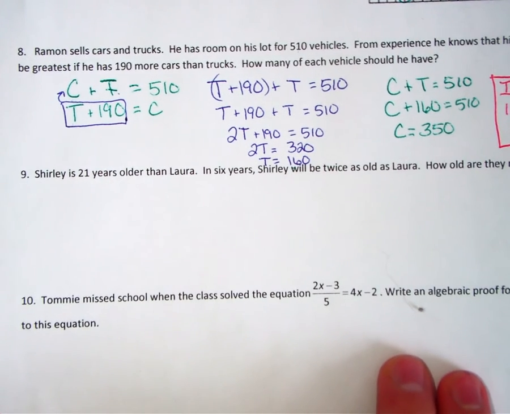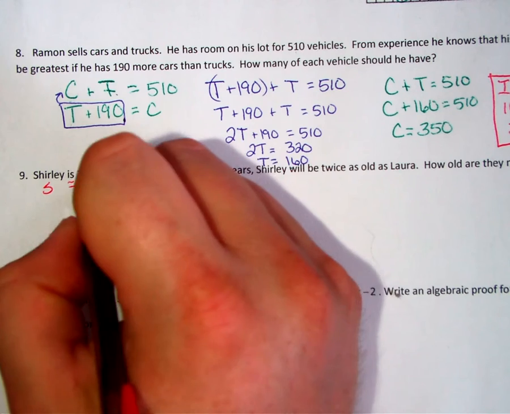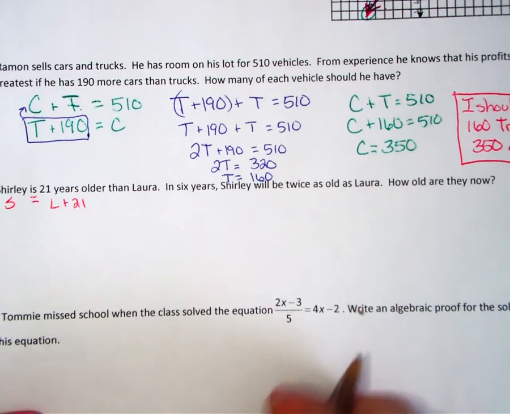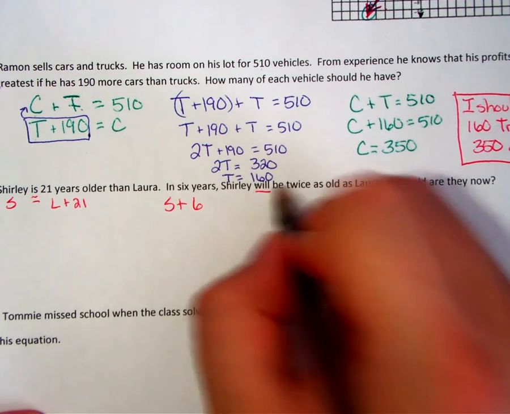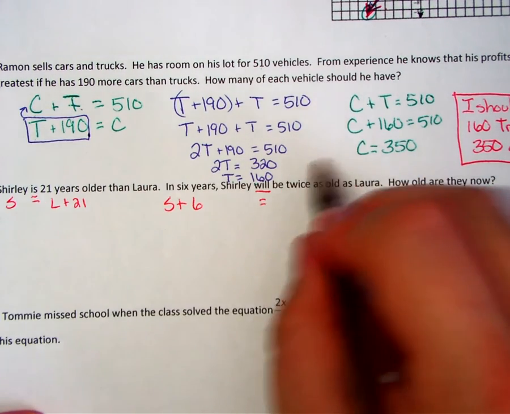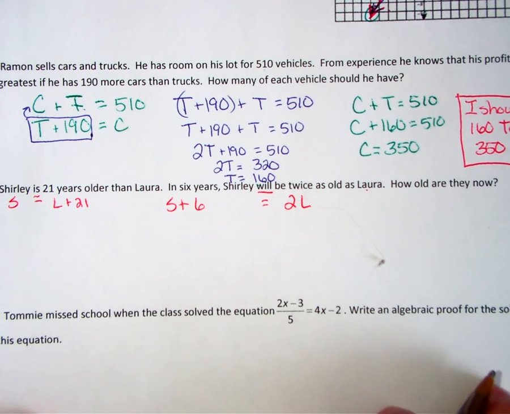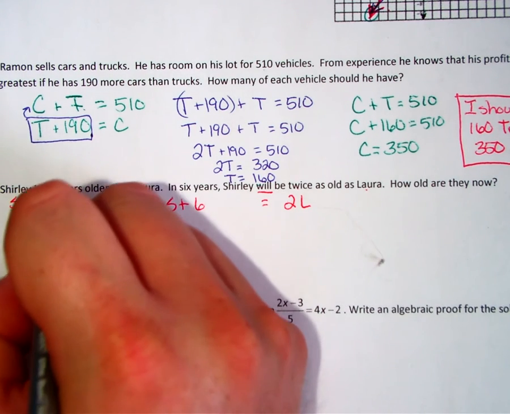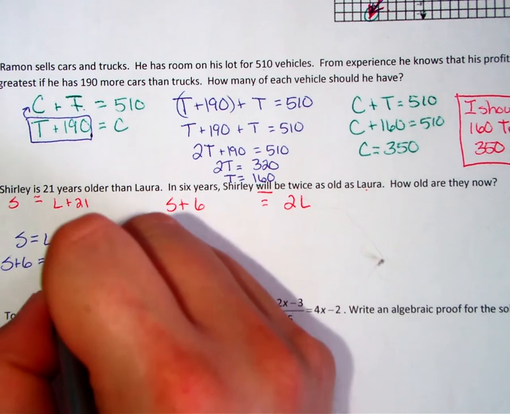All right, Shirley is 21 years older than Laura. Remember, is represents equals. Shirley equals 21 years older than Laura, so Laura plus 21. In 6 years, so if I add 6 years to Shirley, will be is another form of is, so equals twice as old as Laura. Now, just by replacing the words with numeric symbols, we can see that I've got two equations here. One of my equations, S equals L plus 21. Another equation, S plus 6 equals 2L.